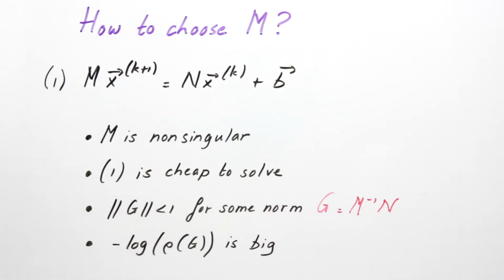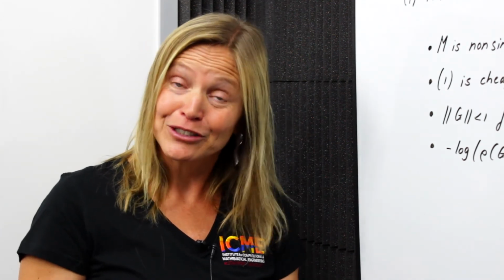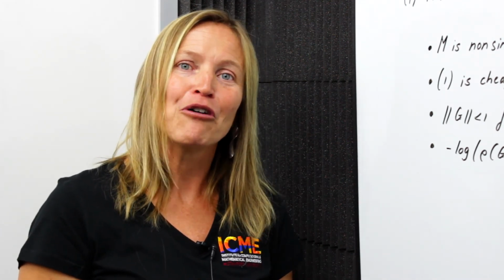Now, generally speaking, the more M looks like A, the faster the convergence will be. And you will see that with a lot of the very well-known iterative methods, they look for an M that has critical information of A in it. And you will see this, for example, in the core videos about Jacobi iteration, Gauss-Seidel iteration, and also successive over-relaxation.